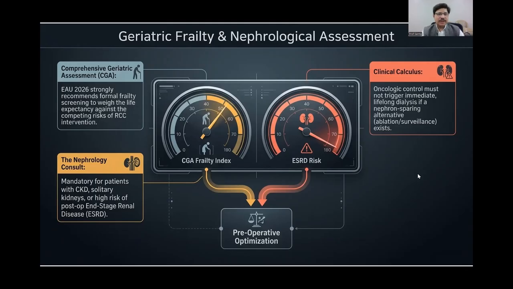For example, in this index case where we are discussing a solitary kidney lady, if we remove the kidney because of the tumor, then she doesn't have any nephrons, and we have to put her on dialysis. So there are two dials. One dial is the CGA frailty index: how frail is the individual? The second dial is the ESRD risk: what is the end-stage renal disease risk? The third thing is, am I doing the right thing in removing a solitary kidney and forcing the patient to end-stage dialysis? In that case, I have two more options now, ablation and surveillance, and depending on the type of the tumor, I can choose one of them. This is called preoperative optimization.